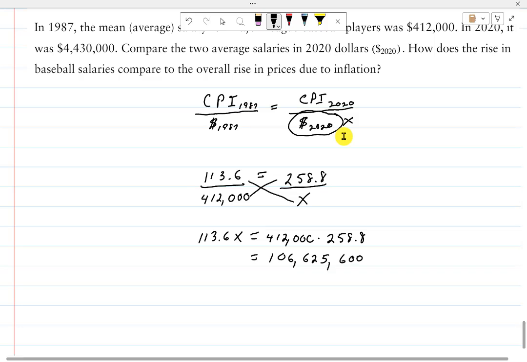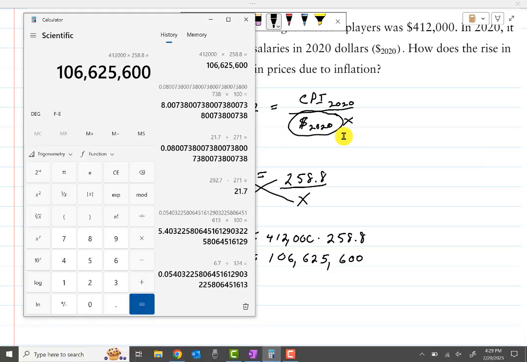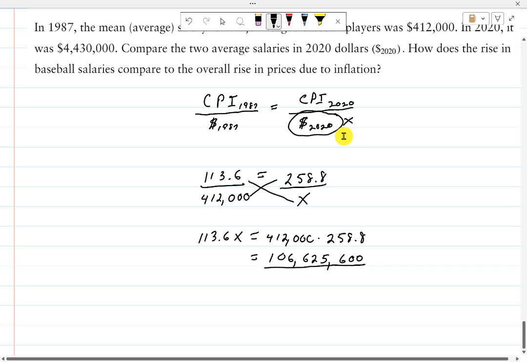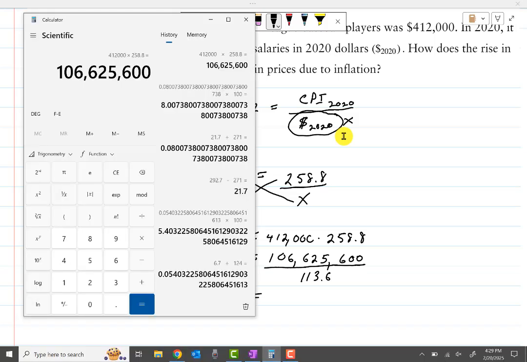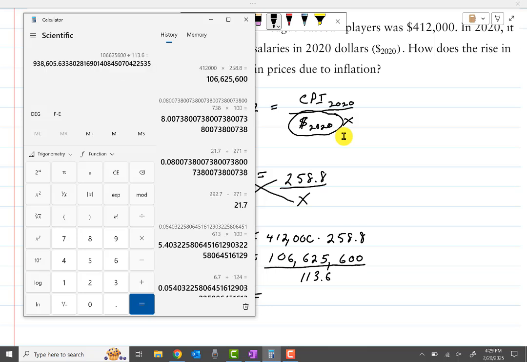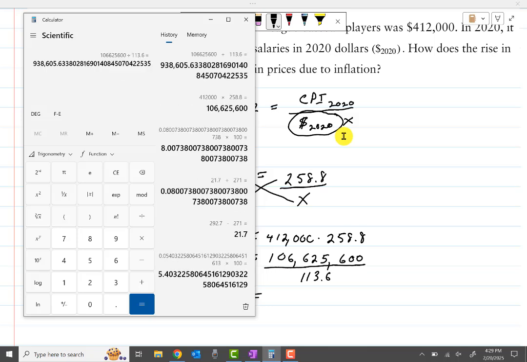$106,625,600. Let me just check that 600 at the end. Make sure my number is right. 106,625,600. Good. And then my final step will be to divide both sides by 113.6. So I'll just take this number and divide it by 113.6. And I get 938,606.